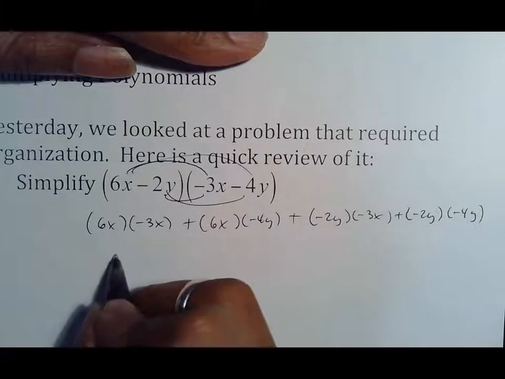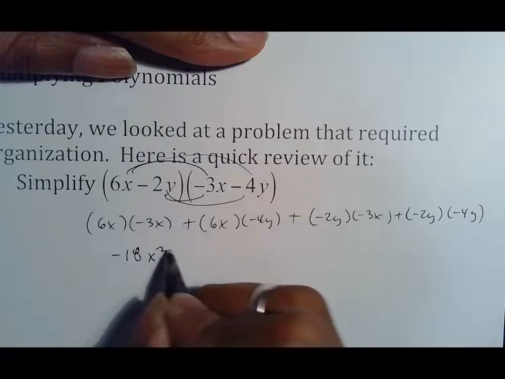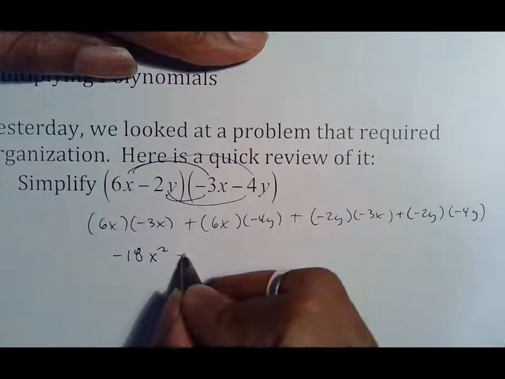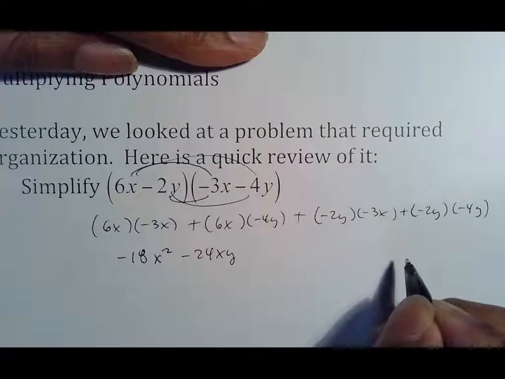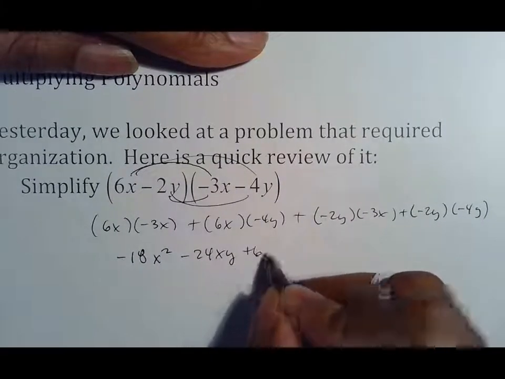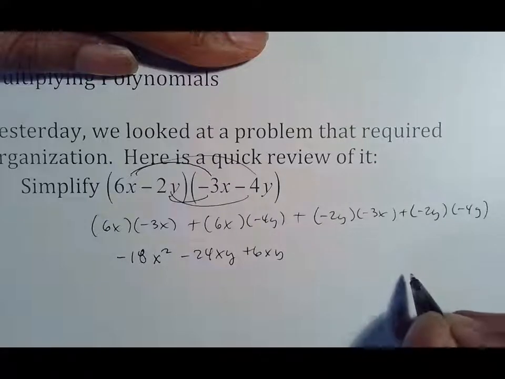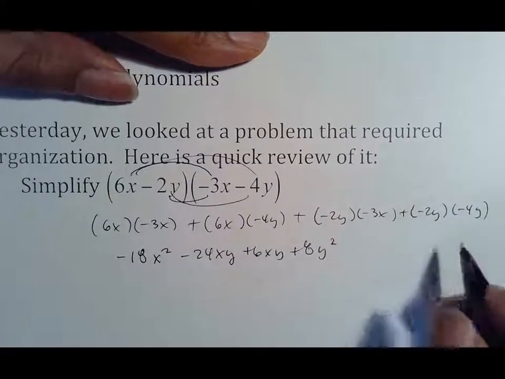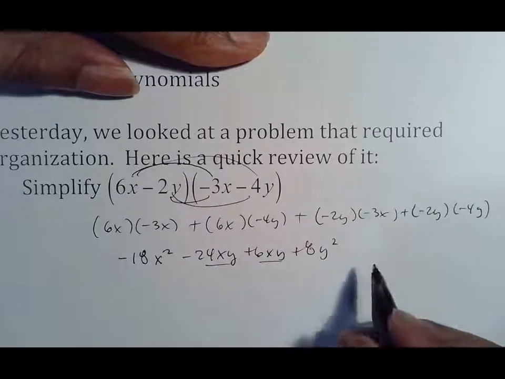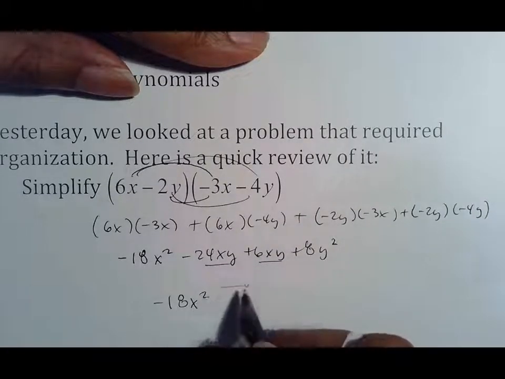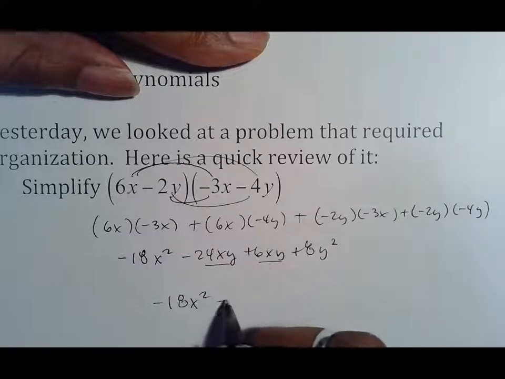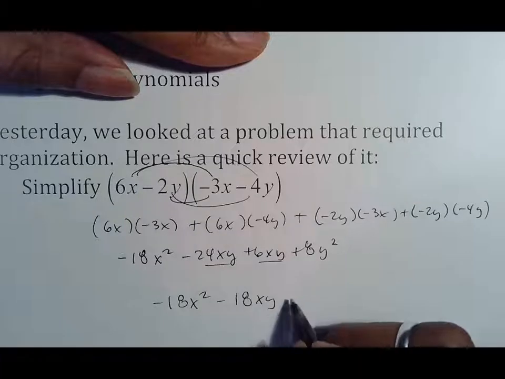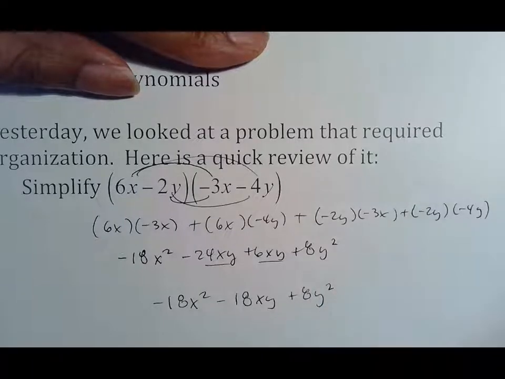Now simplify. So negative 18 with 2 x's. Always alphabetize your x's whenever you've got more than one. So minus 24xy. This will be plus 6, again xy, because you want to alphabetize them. And then plus 8y squared. From there we have like terms with the xy's. So negative 18x squared comes down. Negative 24 plus 6 is negative 18. xy stays xy. And then plus 8y squared is where we just stopped.